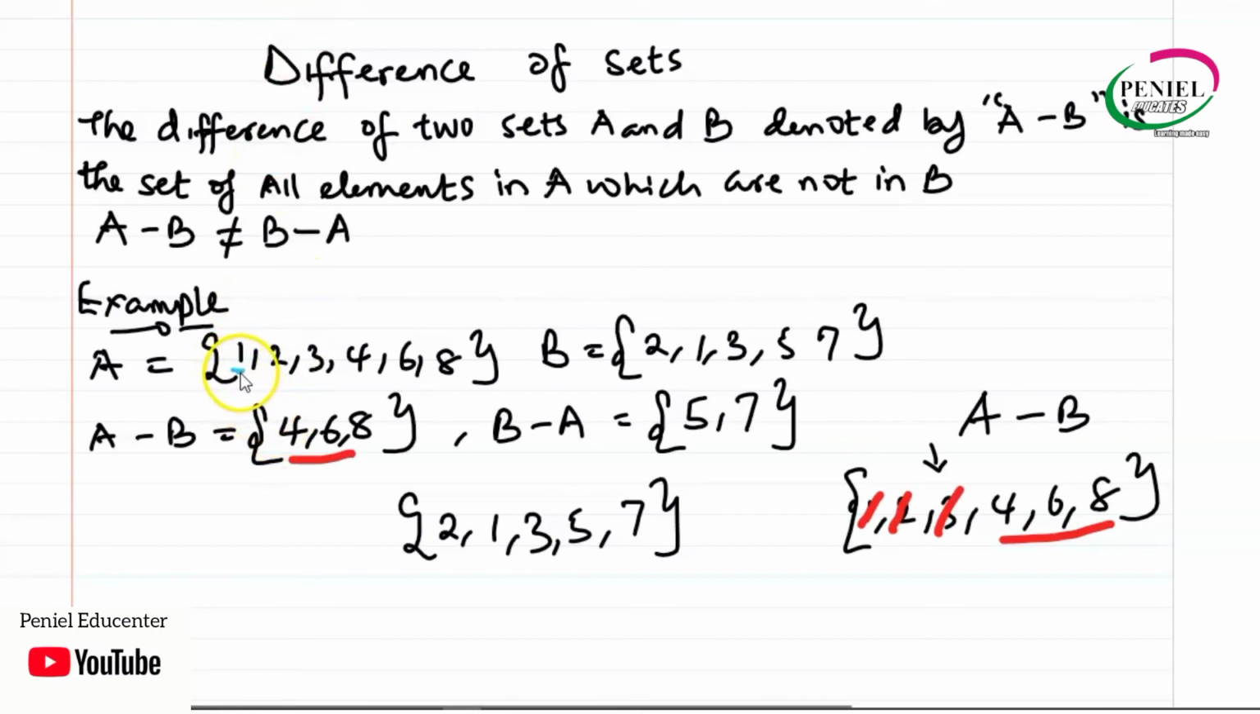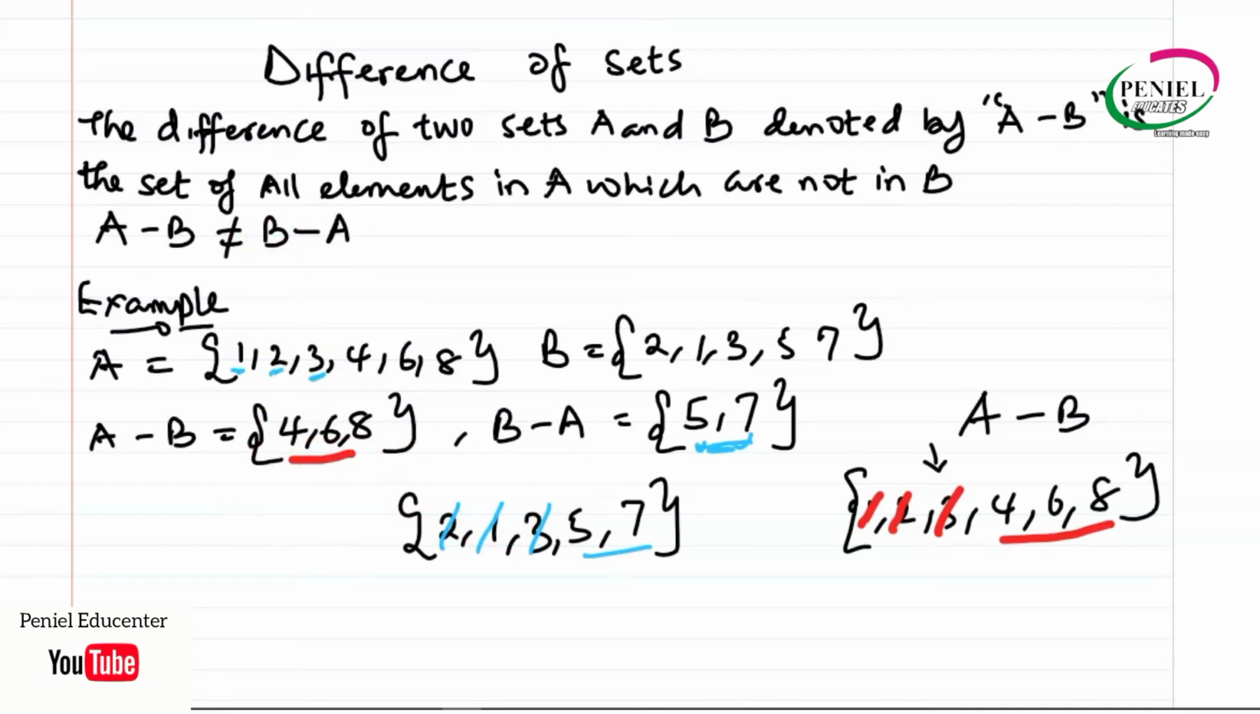So I have 1 here. Okay, I can take away 1. I have 2 here. I can take away 2. I have 3 here. I can take away 3. I have 4 here. I can take away 4. 6. I can take away 6. I can take away 5, 7. So my B minus A is 5, 7 here. All right. So you see that B minus A is not equal to A minus B.